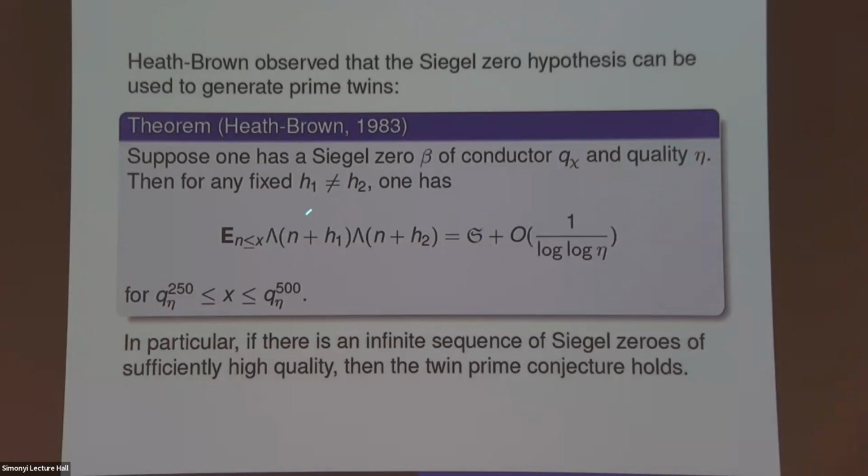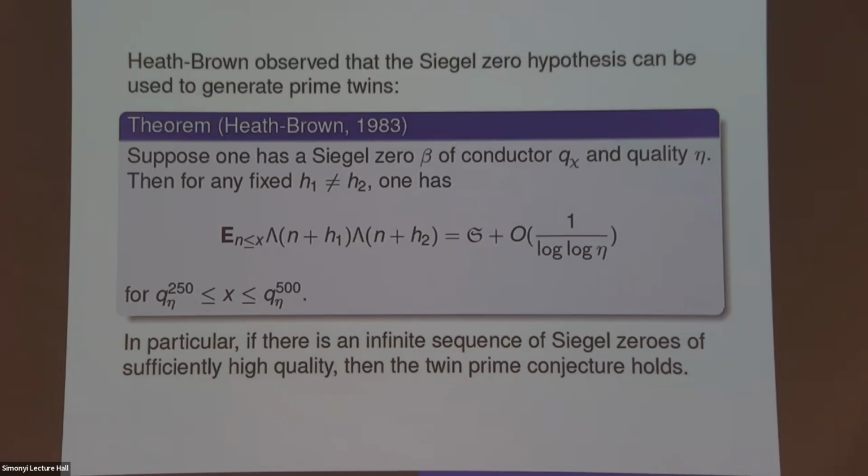Okay. So one corollary of this is that, by itself, a single zero does not actually give the twin prime conjecture because it only produces twin primes in one range. But if you have an infinite sequence of Siegel zeros going to infinity, so they repel each other, they can't be too close, but in principle there could be an infinite sequence, and if their qualities went up to infinity, or not even up to infinity, just larger than a large constant, then this theorem would imply the twin prime conjecture.